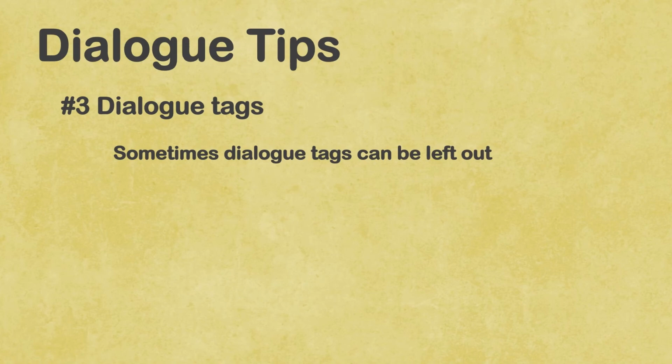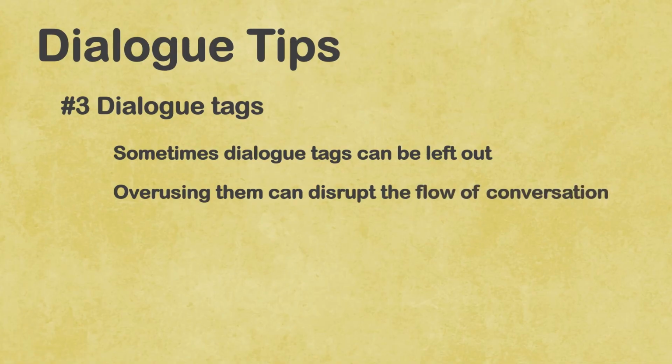Sometimes, dialogue tags can be left out. This can be useful because overusing dialogue tags can disrupt the flow of a conversation and remind readers that they're just reading a story. While it's not always possible to leave them out, when the speaker is clear from the context, the dialogue can stand on its own, making the exchange feel more natural and immersive.